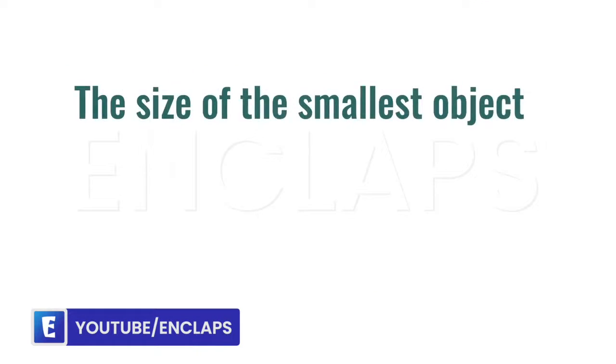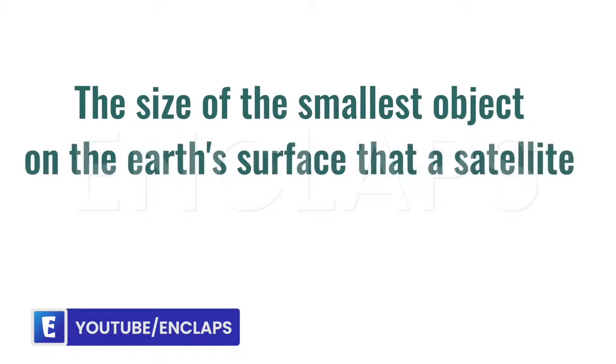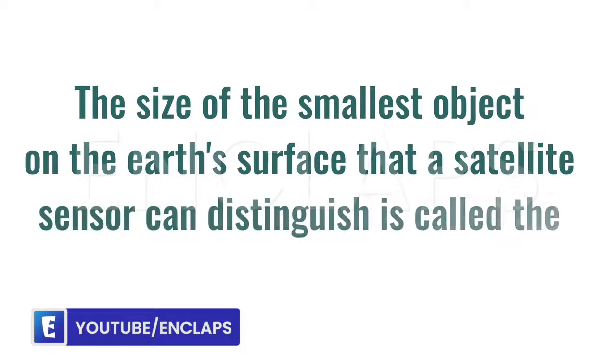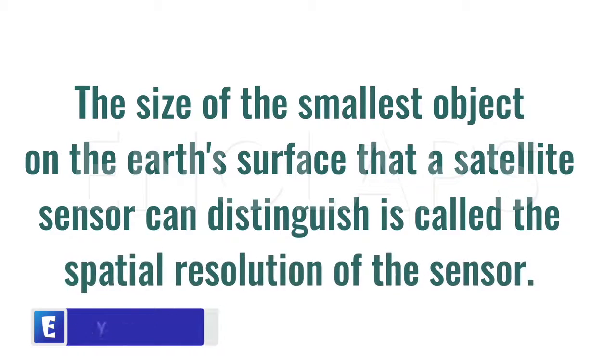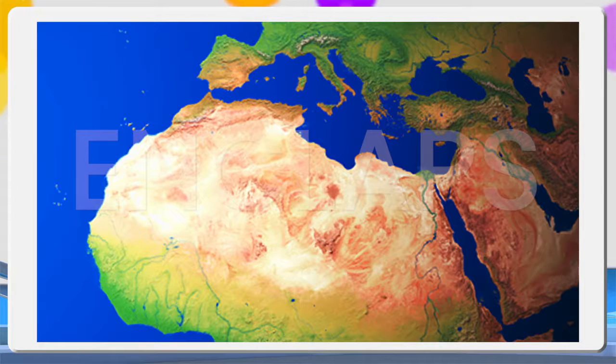Then, what is spatial resolution? The size of the smallest object on the Earth's surface that a satellite sensor can distinguish is called the spatial resolution of the sensor. High quality satellite images have high spatial resolutions.